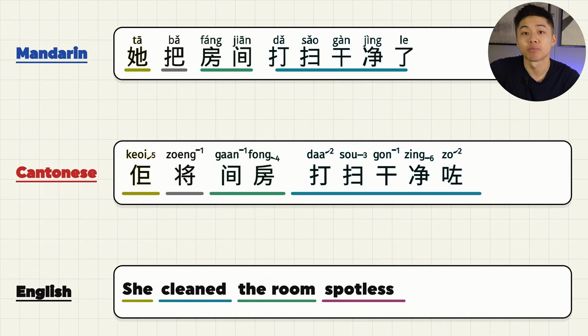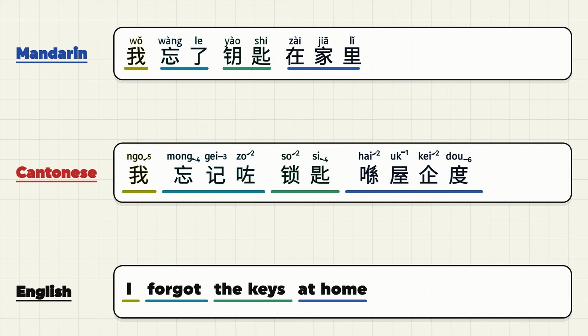She cleaned the room spotless. 她把房間打掃乾淨了. 佢將間房打掃乾淨咗. 她 she, 將把 special word here. 間房房間 basically means the room. 打掃 means to clean it. And then 乾淨 basically means clean. She took the room and she cleaned it to the result of being clean. Now this one over here is a key one because this doesn't work without 把 actually here.